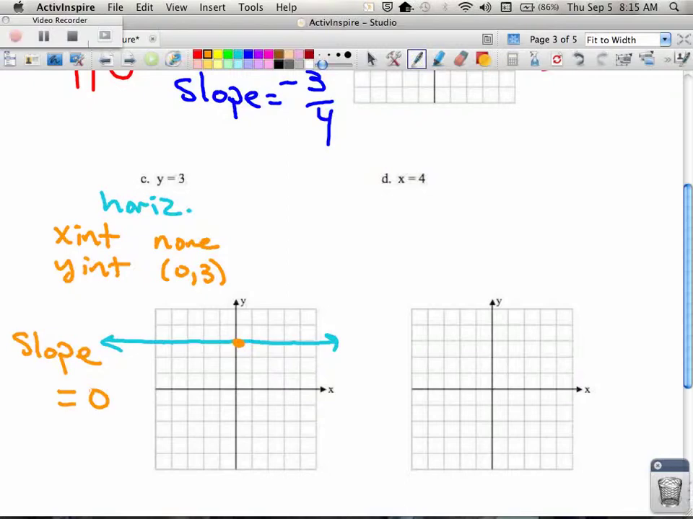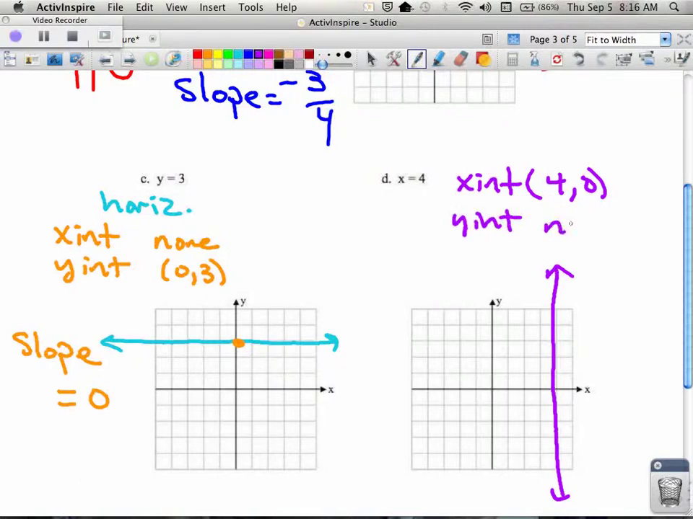And the next one works almost exactly the same as the y equals. When you see x equals a number, that's a vertical line. So I just draw a vertical line at that number. X equals 4. I know that my x-intercept, or in other words where it crosses the x-axis, is at 4. So I write down 4, 0. The y-intercept, there isn't any because it never crosses the y-axis.